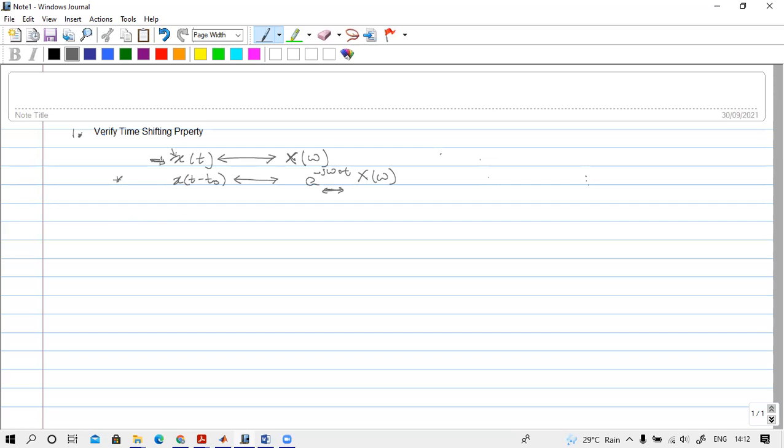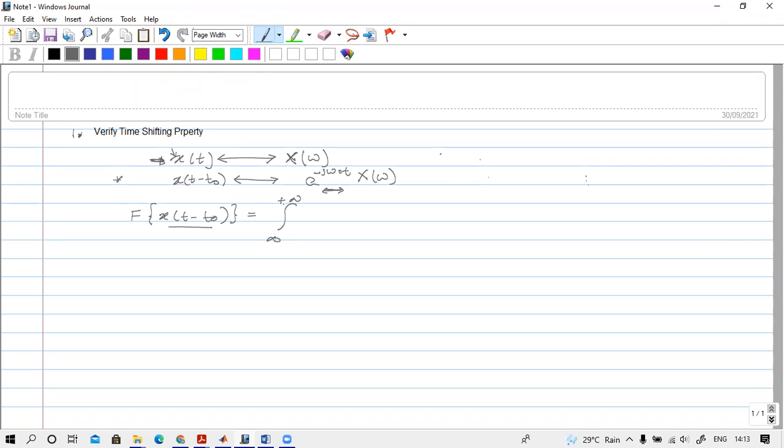We know that the Fourier transform of x(t) is X(omega), so that is given. We have to evaluate the Fourier transform of x(t minus t naught). If you use the Fourier transform pair, we can find the Fourier transform of this signal using that pair.